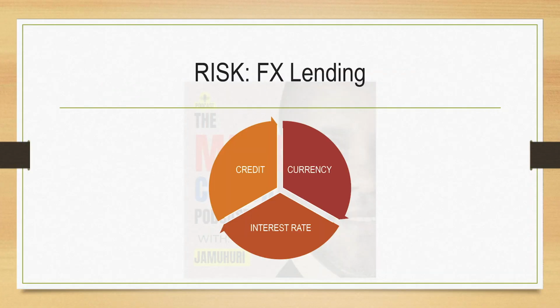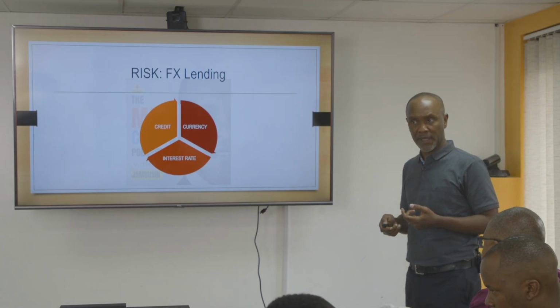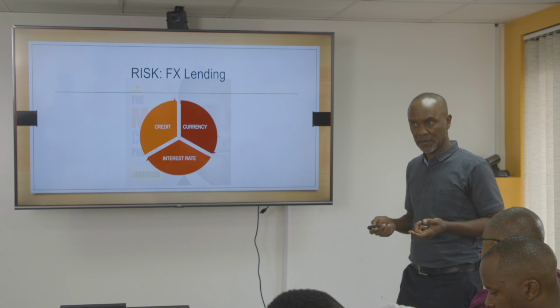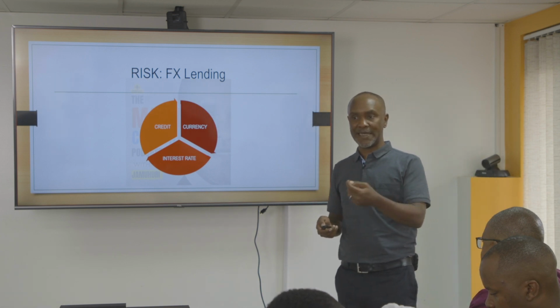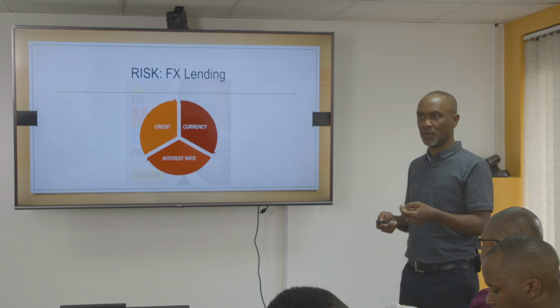So what are the risks that emanate, or are inherent in the transaction, when you're lending in foreign currency? In my view, there are three, unless there's another risk I'm missing out. So there's credit risk, which is there for any kind of lending that you do, isn't it? The risk that the counterparty that you're lending money to will default, okay? So that's risk number one.